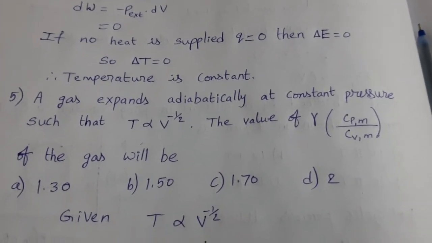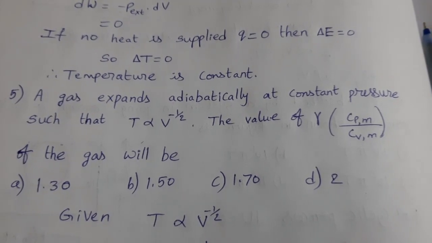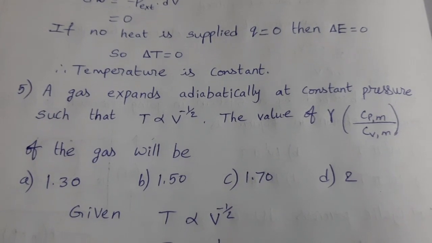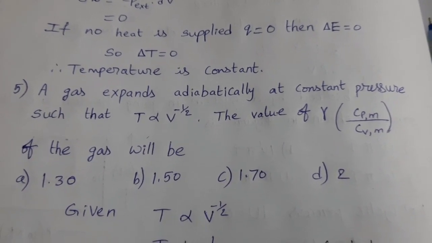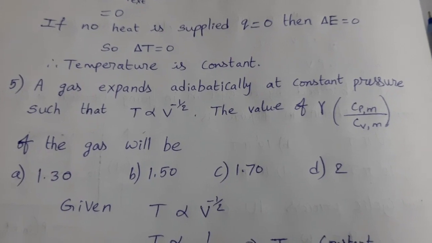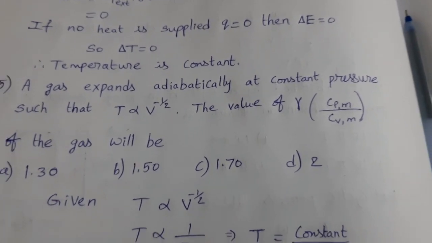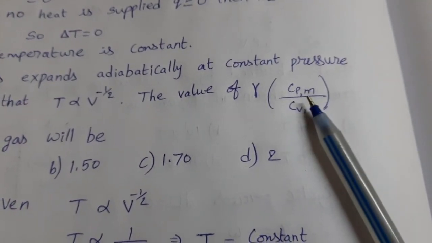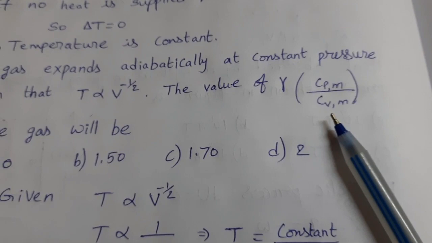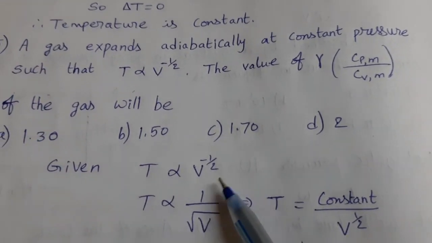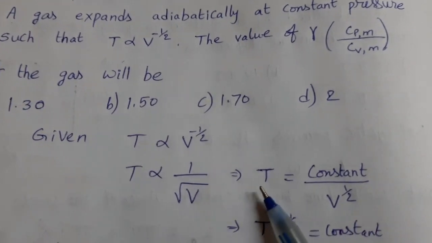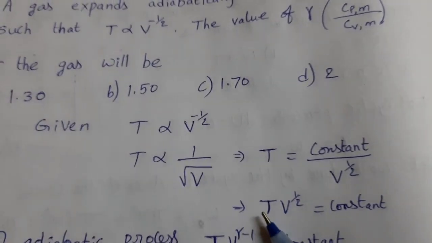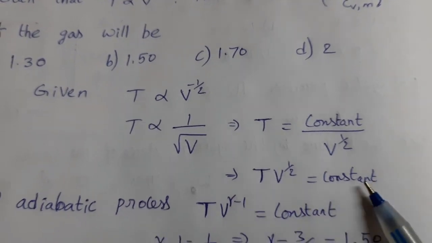A gas expands adiabatically at constant pressure such that T is directly proportional to V power minus 1 by 2. The value of gamma of the gas will be, already we know that gamma means Cp by Cv. Here Cpm and Cvm are given, Cp for monatomic gas and Cv for monatomic gas. So this is the given condition. From this we can write T equals constant divided by V power 1 by 2. So T into V power 1 by 2 equals constant.